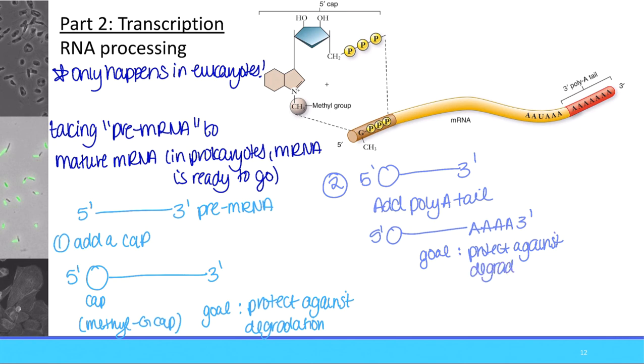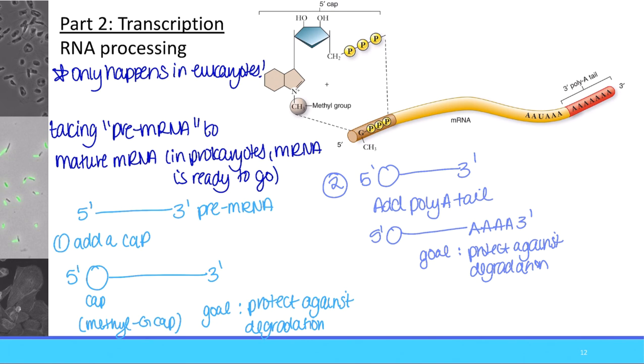So now we have protected our 5' end with a cap, so no nucleases can chew that up. We've protected the 3' end with a tail, so again, no nucleases can chew that up. And the other thing that the tail is important for is export out of the nucleus. So there are 3 things we have to do for RNA processing. Number 1, add a cap. Number 2, add a poly-A tail.